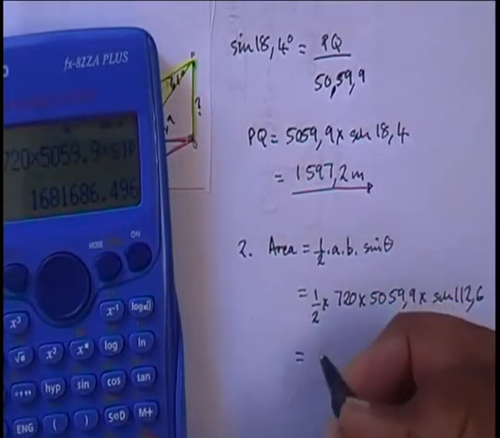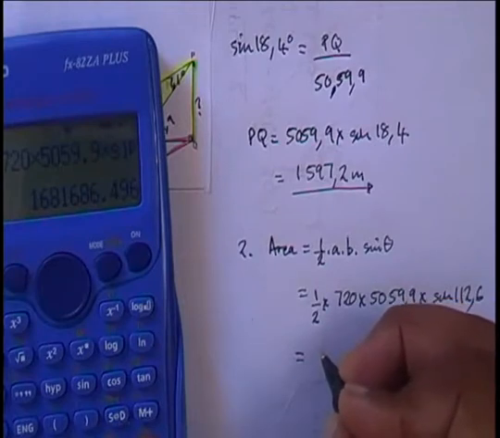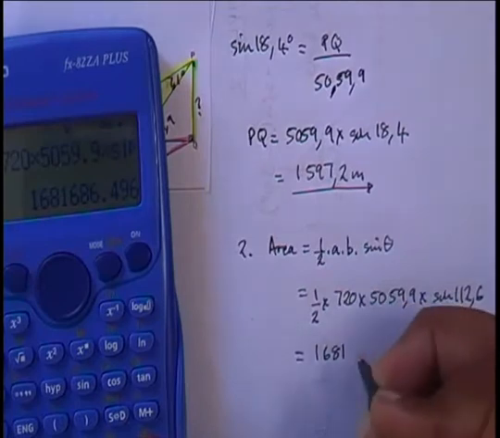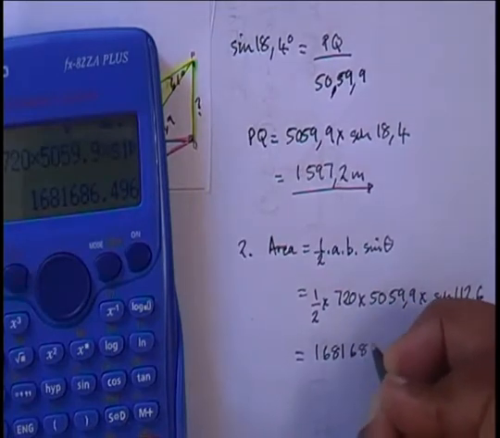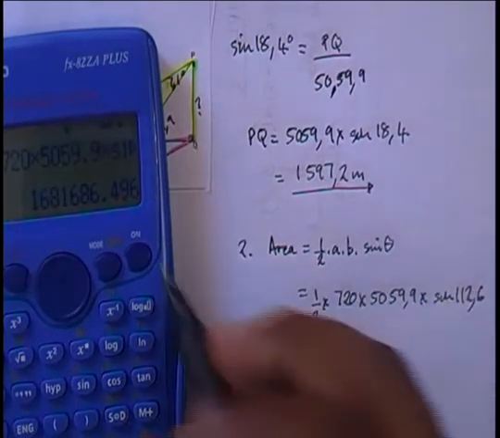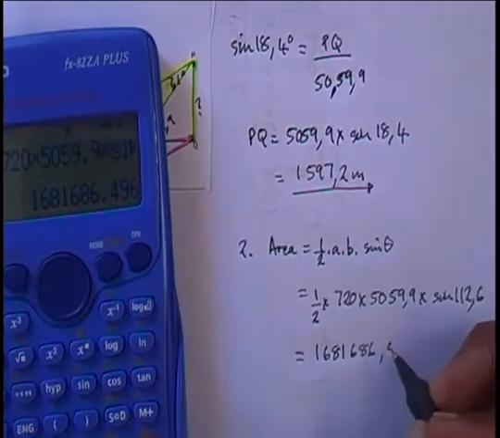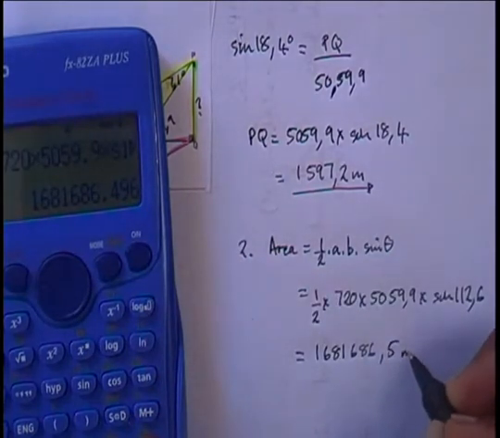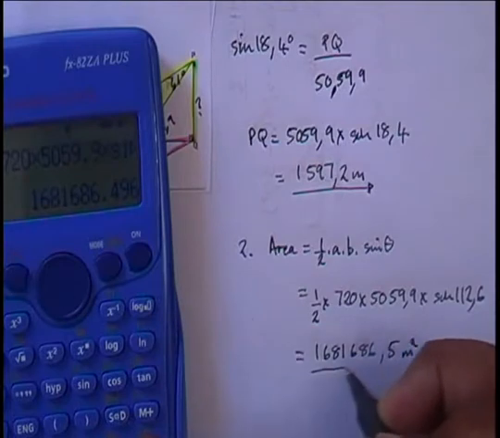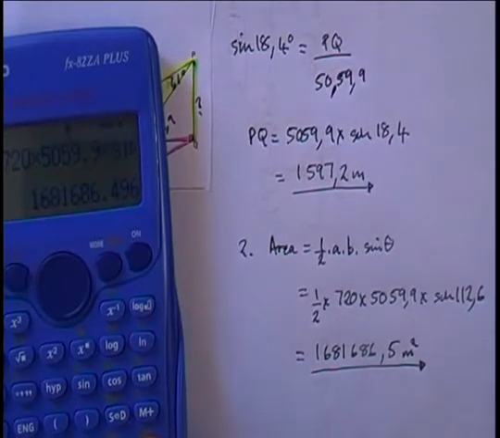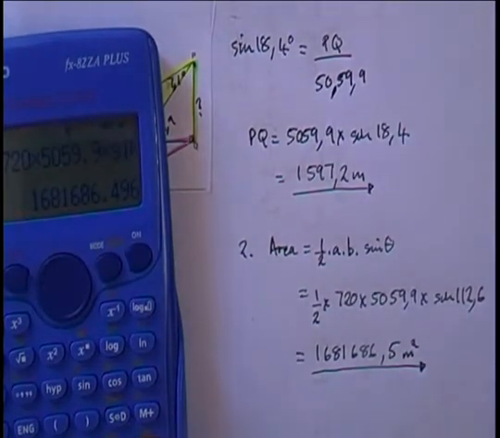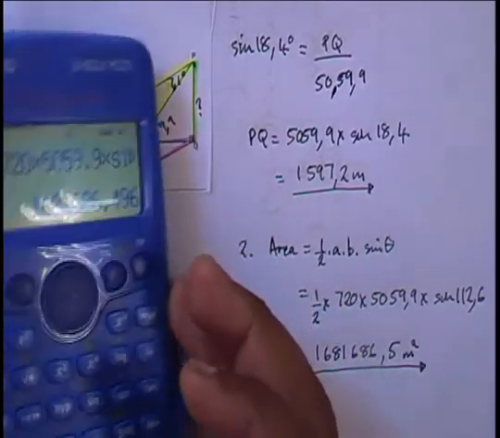Okay, so there it is, quite a big number, 1,681,686,499 is a big number, so that's 5, and these are square meters. Okay, so that is how we work out example number 1.